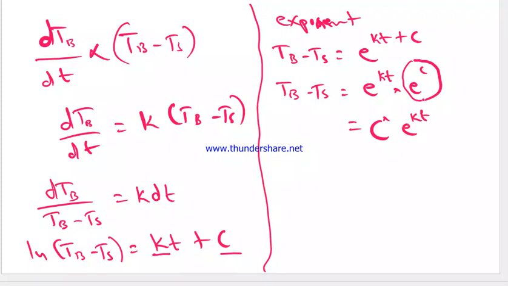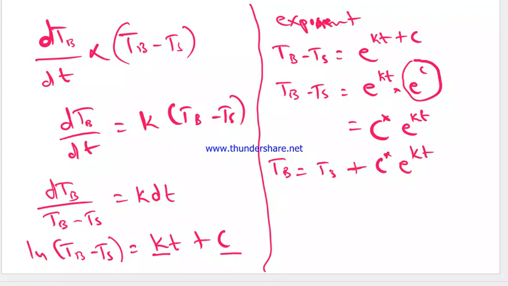So this has just simplified. You can find it separately, but we have just codified it to mean C star, which will mean a constant on its own too. So finally, our expression is TB is equal to TS plus C star exponential KT.